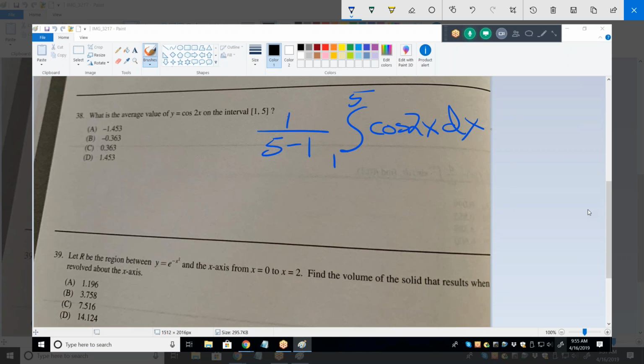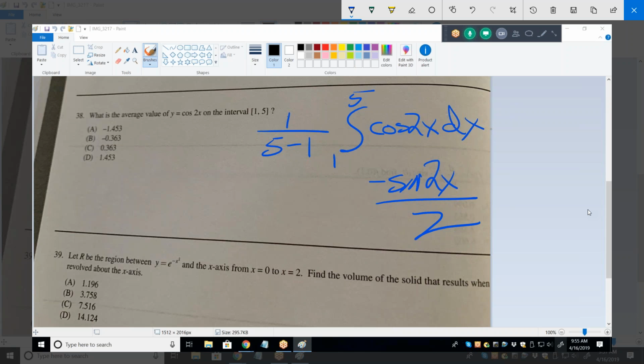Now, this is easy to integrate. Right. What's the integral of cosine of 2x? The negative sine of 2x times 1/2. Divided by 2. The way I like to look at it is I always like to divide by the derivative of the inside.